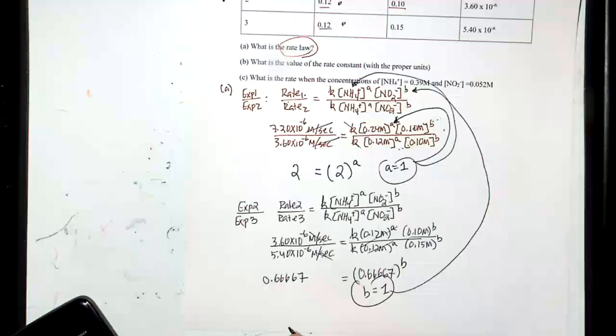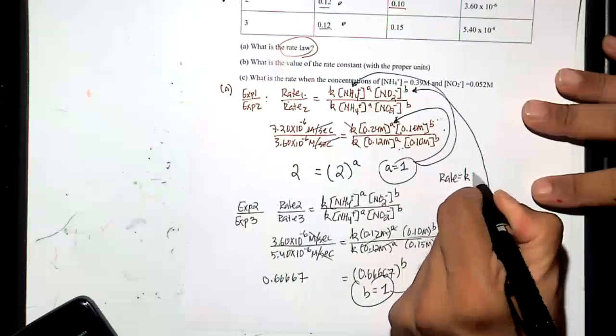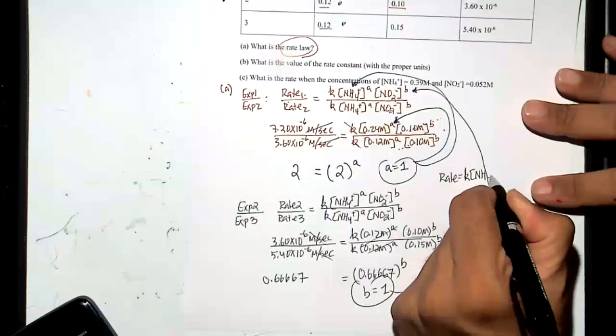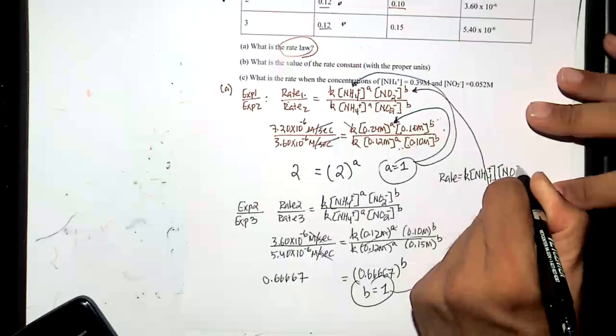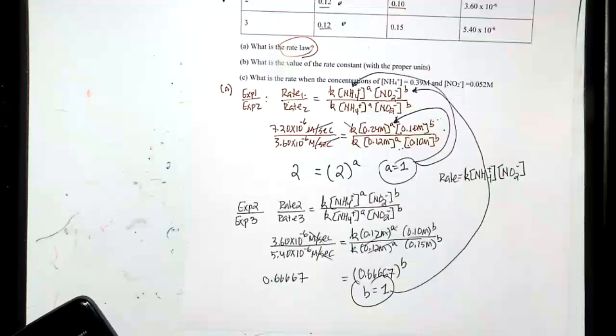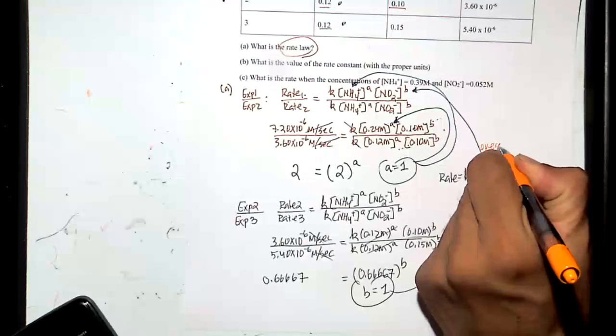So we are halfway through this problem here. The rate is going to equal k times NH4 plus raised to the first power times NO2 minus raised to the first power. By the way, the overall order of this reaction is 1 plus 1, which is 2. The overall order is 2.